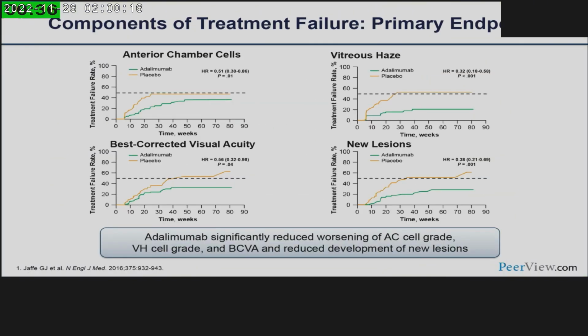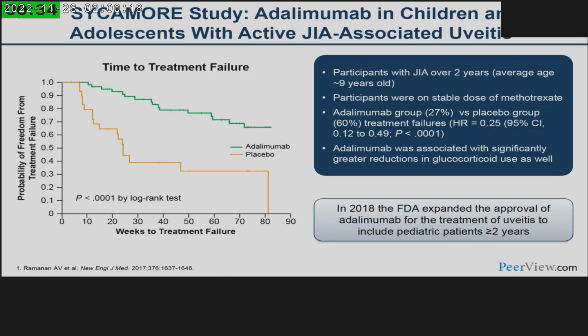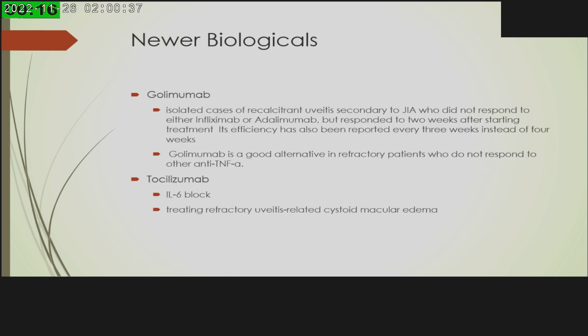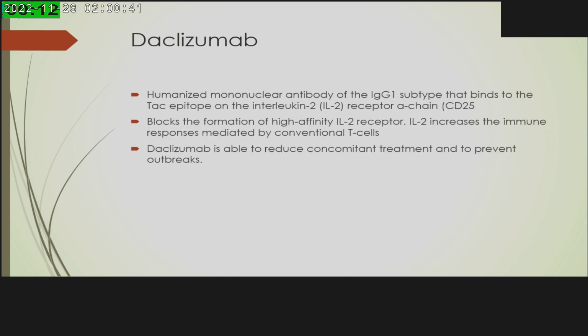There are trials like the Visual 1 trial as well as Visual 2 and the Sycamore study. This was in the pediatric population. So they have definitely shown the efficacy of this drug in controlling inflammation. Rituximab also is a newer biological drug, and it's found to be very effective in the subgroup with diffuse subretinal fibrosis uveitis syndrome. And you have the newer biologicals also, like golimumab, tocilizumab, and daclizumab. Even though we don't have large trials, they are all found to be very useful in uveitis.